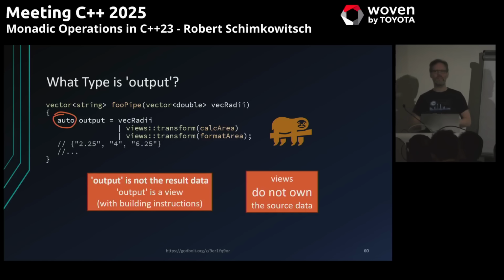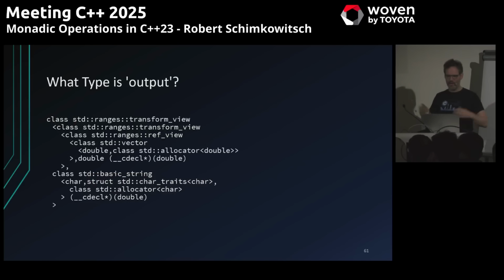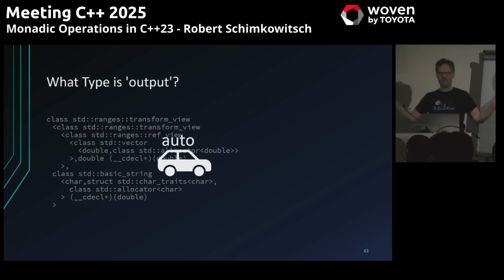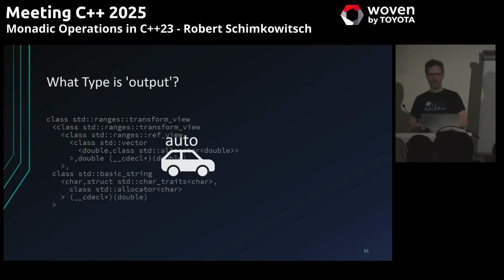And views evaluate lazily. What does that mean? When I construct a pipeline, nothing is yet evaluated. It happens when I start pulling data out of the view, for example, by iterating. And this is, by the way, the type that we get, and it varies by compiler, so auto is pretty much the only way to make use of this.